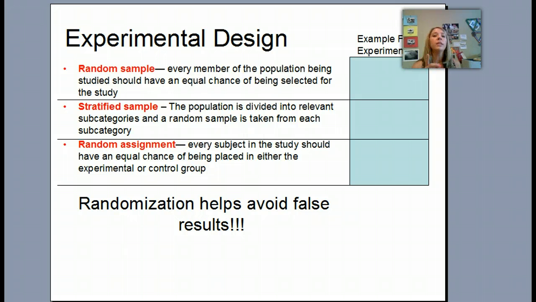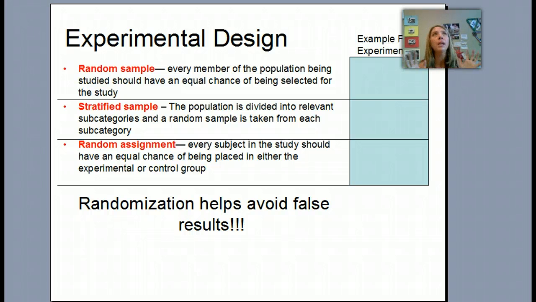Now this is different from random assignment. Random assignment is when I have my sample put together, and every subject should have an equal chance of being placed in either my experimental group or my control. So now that I have my sample, I've picked the people from the hat, I have my random 60 teachers. Now I'm going to randomly assign those 60 teachers into different groups. One group is going to have coffee, one group is going to have decaf coffee, and one is going to have coffee that looks like water. So they're randomly assigned into groups.